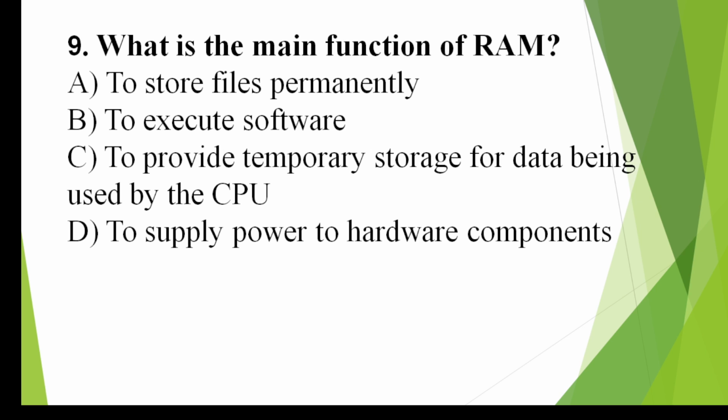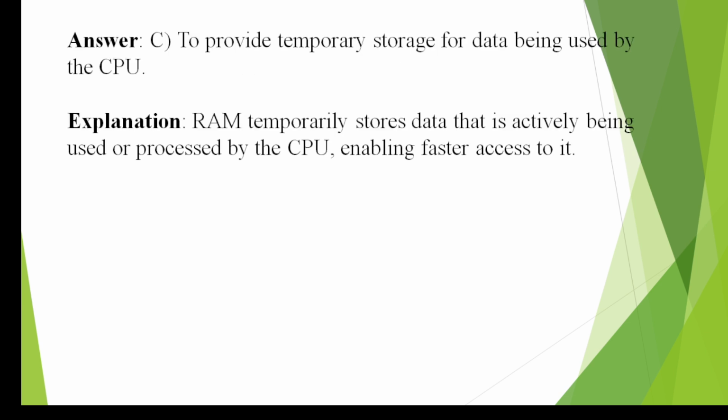What is the main function of RAM? A. To store files permanently, B. To execute software, C. To provide temporary storage for data being used by the CPU, D. To supply power to the hardware components. The correct answer is C. To provide temporary storage for data being used by the CPU. Explanation: RAM temporarily stores data that is actively being used or processed by the CPU, enabling faster access to it.